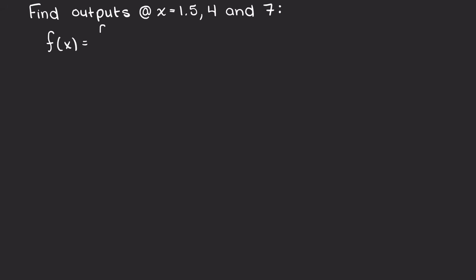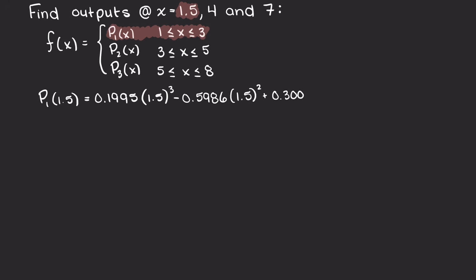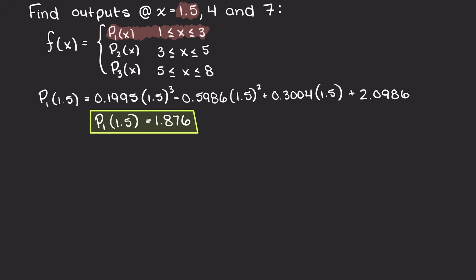Now, back to our blackboard, we can now solve the second question we are being asked. We were asked to evaluate the interpolating polynomials at inputs of 1.5, 4, and 7. Quickly, I'm just going to write out our polynomials and their respective domains. For an input of 1.5, we're going to be using our first interpolating polynomial based on our domains. This results in an output of 1.876.